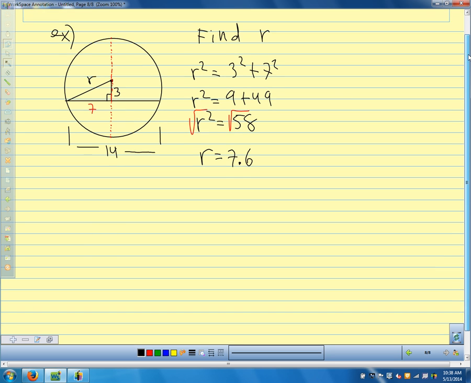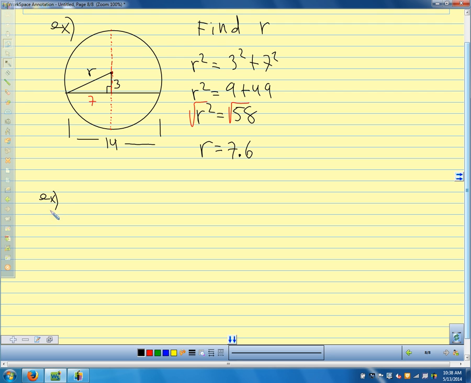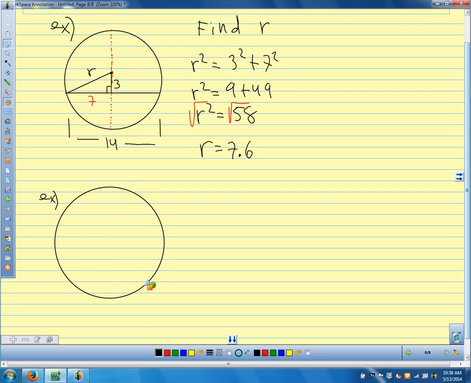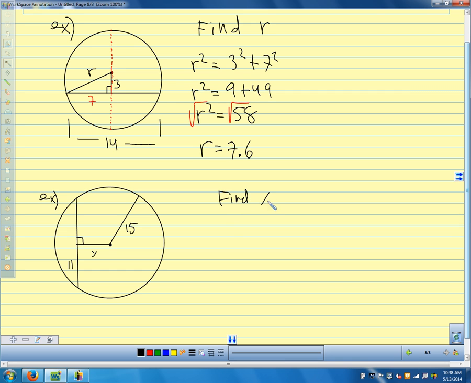Questions on that example? Okay, let's look at one last example. Similar kind of setup, not exactly the same though. So here's our chord, here's my center. I'm going to call this Y. And I'm going to draw in this piece and say this is 15. This is a 90-degree angle, and we know that this is 11. And we want to find Y.